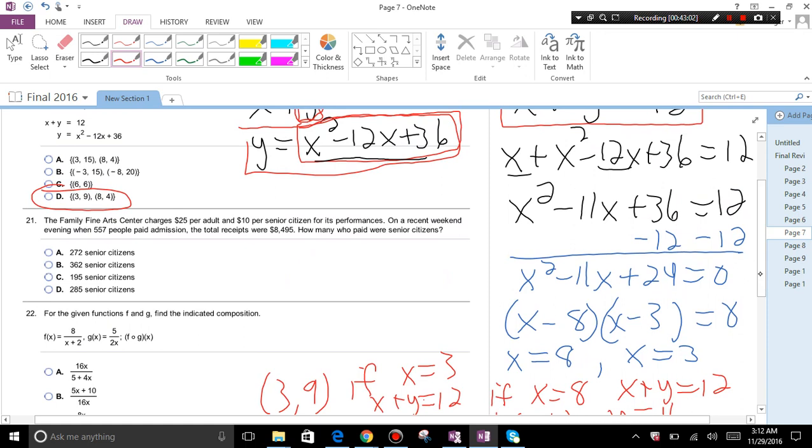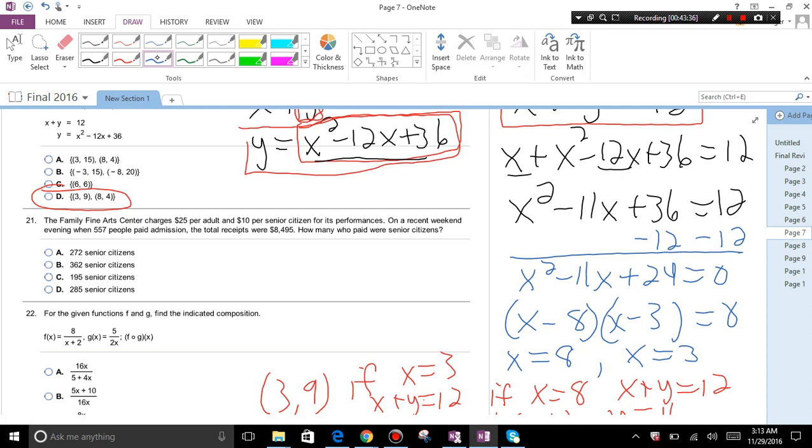#21, we're going to do something similar, but it's just a word problem. The Family Fine Arts Center charges $25 per adult ticket and $10 per senior citizen ticket for its performances. On the recent weekend evening, 557 people paid, and they were either an adult or a senior citizen. The total receipts were $8,495. How many who paid were senior citizens? I may need my calculator for this.